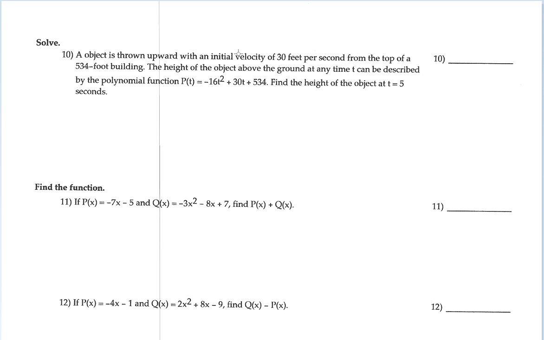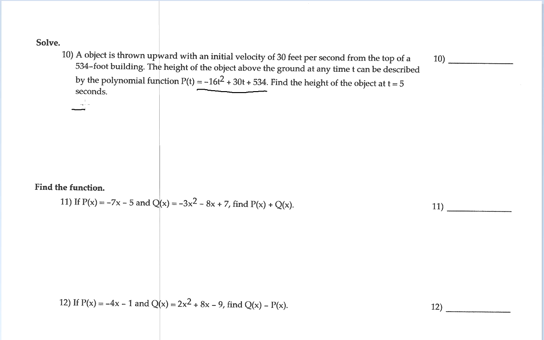Okay, an object is thrown upward. You can read all this, and it ends up giving you the polynomial that we're looking for. Find the height of the object at t equals 5. So I'm going to substitute 5 for the t and then calculate that out.